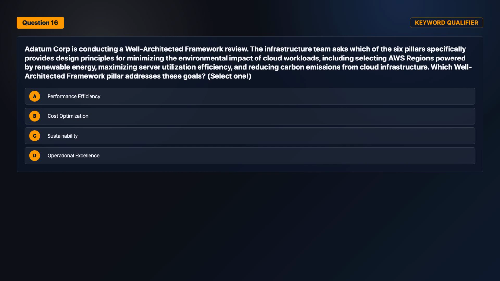Example Corp is conducting a Well-Architected Framework review. The infrastructure team asks which of the 6 pillars specifically provides design principles for minimizing the environmental impact of cloud workloads, including selecting AWS regions powered by renewable energy, maximizing server utilization efficiency, and reducing carbon emissions from cloud infrastructure. Which Well-Architected Framework pillar addresses these goals? Select 1. Review the answer choices on screen.